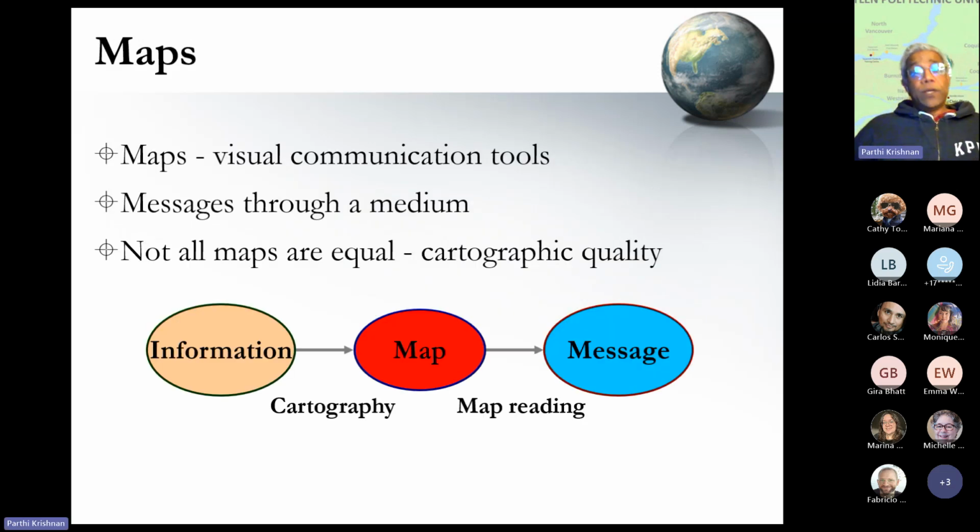So, just a simple introduction to maps. If maps are visual communication tools, it means that their messages are also conveyed through some form of medium. This means that we pick and choose what we want to depict on maps. Hence, not all maps are created equal, which raises the issue of cartographic quality. And just to clarify, cartography is the art and science of mapping, both the creation as well as the reading and interpretation of maps. And this is something that we do not quite teach in most of our high school or elementary school curriculum.